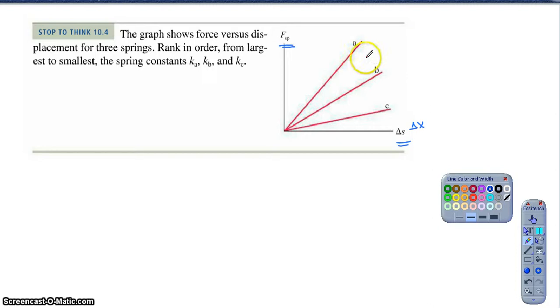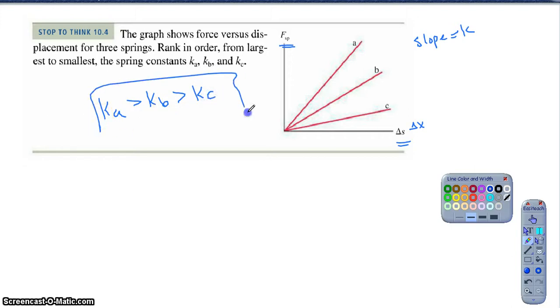Well, again, just like I mentioned previously, on a graph like this, you need to realize that the slope represents the spring constant. So the one with the largest spring constant is going to be the one with the largest slope. So the constant of A is going to be greater than the constant for B, which is going to be greater than the constant for C. So hopefully that one's pretty easy to work through. Nothing too tricky, just looking at which one has the steepest slope.